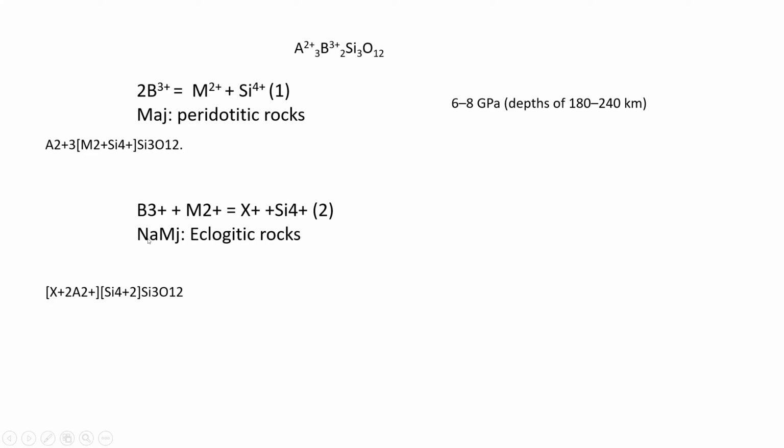And another type of substitution is where sodium is involved, and these two sites take part in the substitution, and a singly charged ion, sodium, is incorporated. For example, sodium and silica replace two of these ions. But this kind of substitution is mainly found in eclogitic rocks where sodium is abundant, and the majoritic one is mostly dominant in peridotitic rocks.